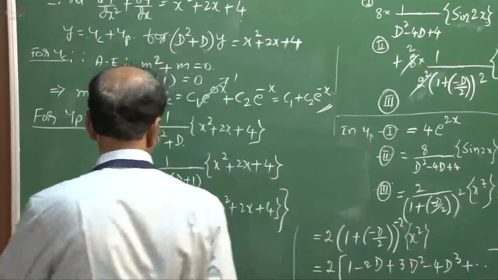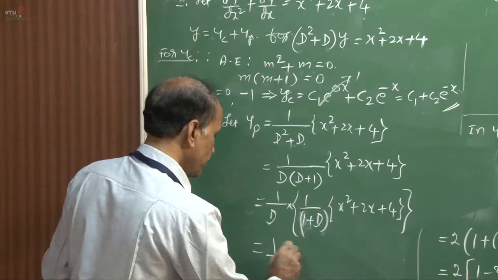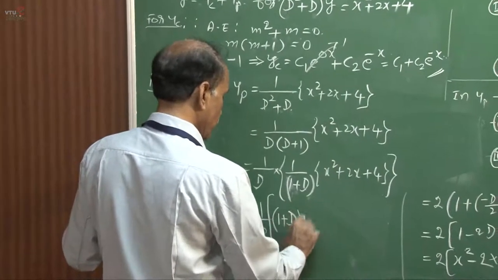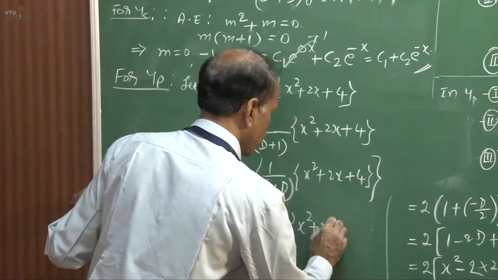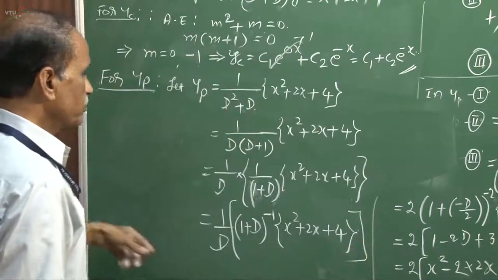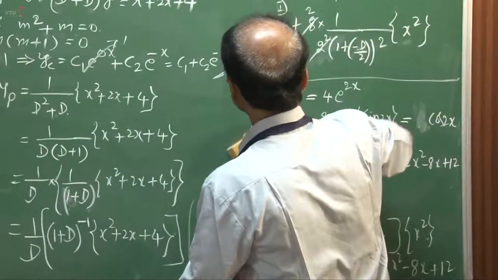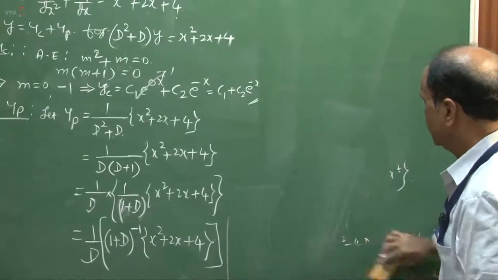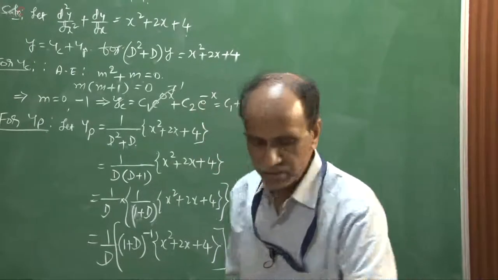That means f of D in the denominator is 1 plus D. So I will take this to the numerator, leaving this 1 by D as it is, completely outside: 1 plus D whole to the power minus 1, operated on x square plus 2x plus 4. Correct? Now 1 plus D you have to expand according to the series expansion using the binomial theorem concept. What is that series expansion you have studied? 1 minus D plus D square, like that. That series expansion formula you have to write first.